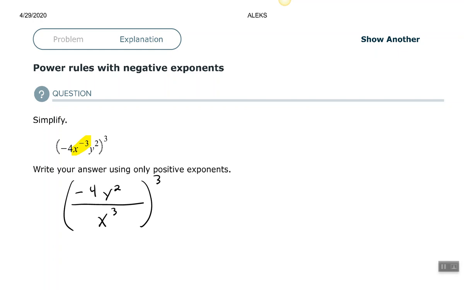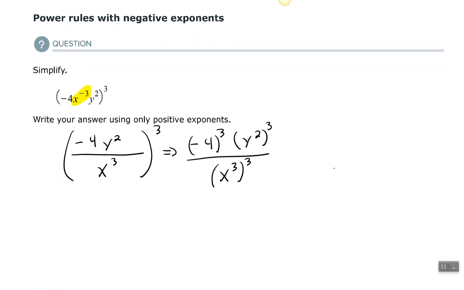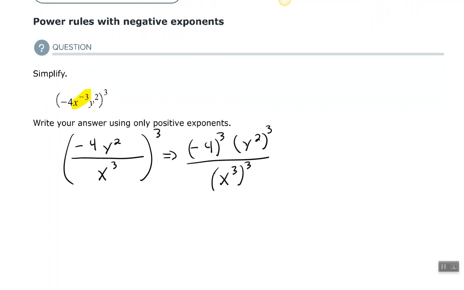All right, so I've simplified the inside as much as I can. The exponent on the outside is already positive, so I don't have to flip anything this time. I just need to go ahead and distribute that exponent to the factors in the numerator and that x to the third in my denominator. Okay, so after I distribute that exponent, then I need to simplify.